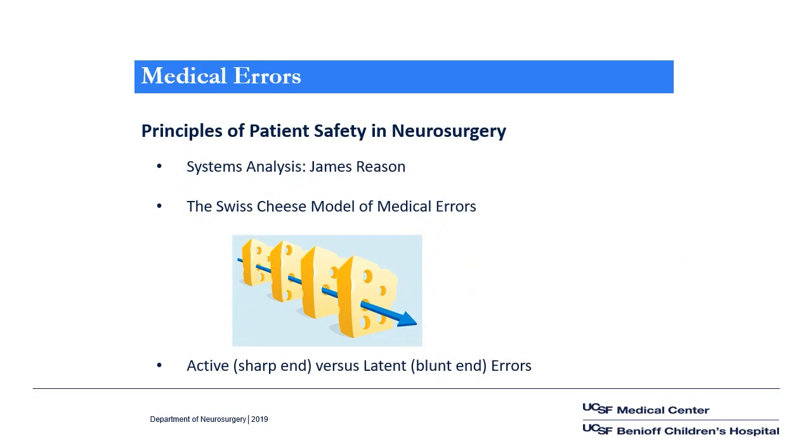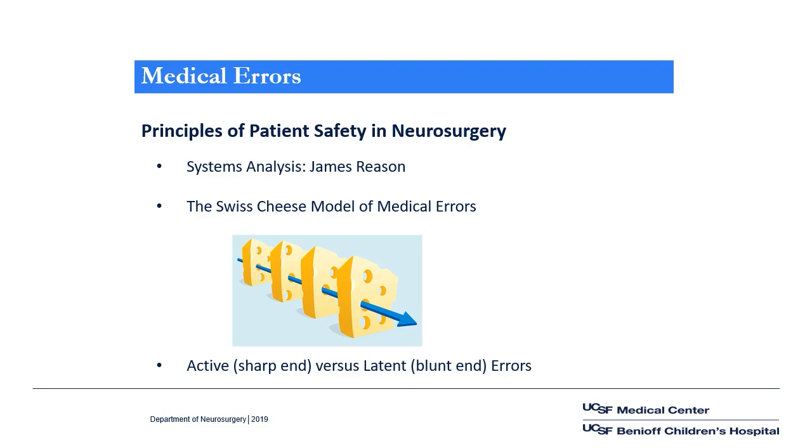Principles of patient safety in neurosurgery include the concept of active versus latent errors. Active errors are errors that occur when the patient is in contact with healthcare personnel and are usually readily apparent. Latent errors, in contrast, refer to less apparent failures of the organization or design and usually do not involve harm that actually reaches the patient.